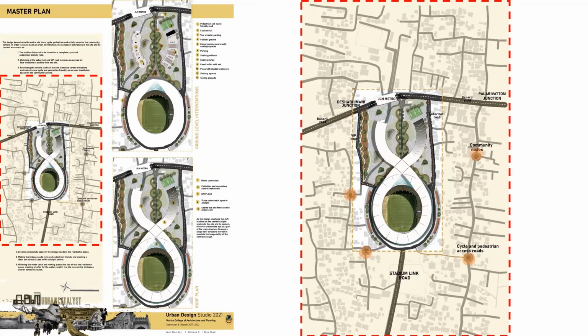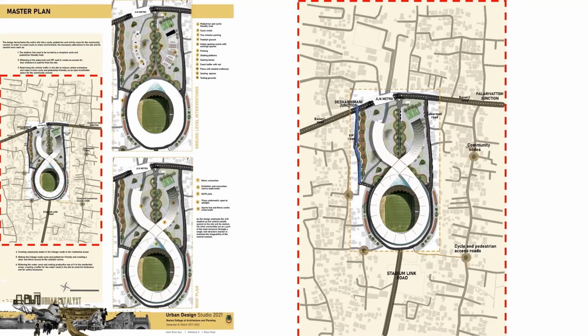community around, creating community nodes in the linkage roads to the residential areas, making the linkage roads cycle and pedestrian friendly and creating a clear and direct access to the catalytic center, widening the water canal and making productive use of it to the residential areas, creating a buffer for the water canal in the site to avoid the hindrance and for safety measures.